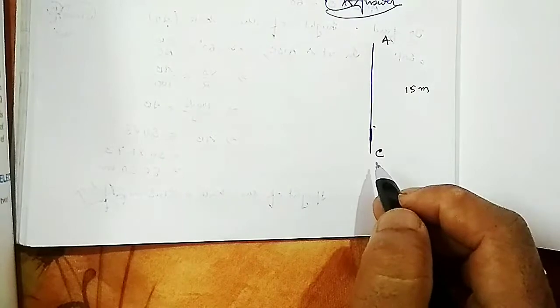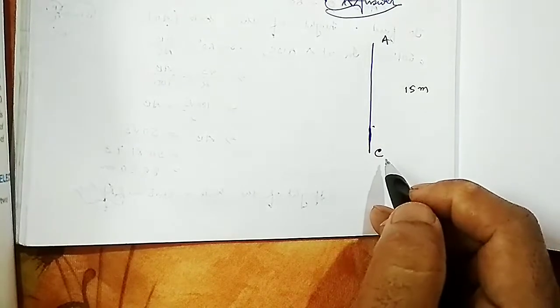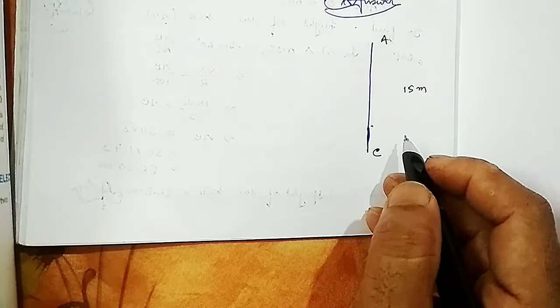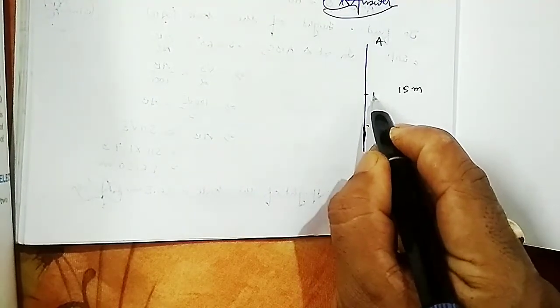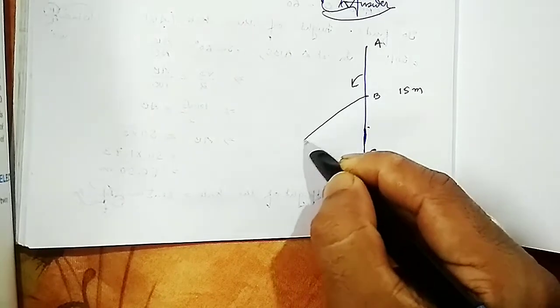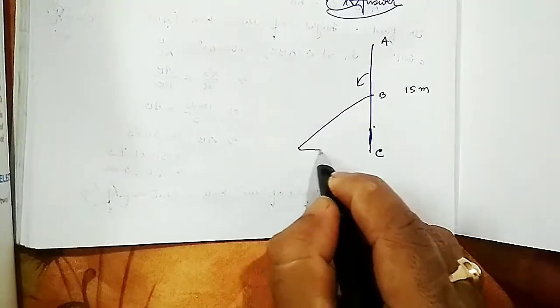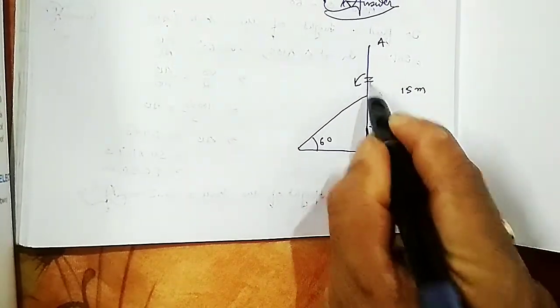Suppose AC is the tree which is 15 meter high. As given in the question, a vertically straight tree 15 meter high is broken by wind in such a way that its top just touches the ground. So suppose at this point it is broken. Suppose this point is B and this AB part will now bend. AB will now shift this way and come to this side, in such a way that it will strike the ground and make an angle of 60 degrees. So this part and this part must be equal.